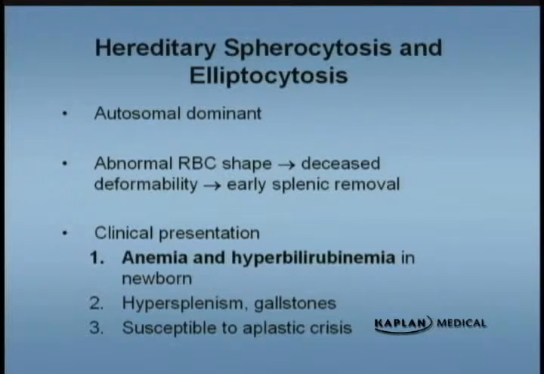These patients can present with anemia and hyperbilirubinemia in the newborn period. Usually it takes a little bit longer for them to appear. They can also have hypersplenism because these cells are being trapped in the spleen. They will also be more susceptible to aplastic crises, and those are usually triggered by certain viruses. Also, patients can develop gallstones because of the increased bilirubin from the hemolysis.